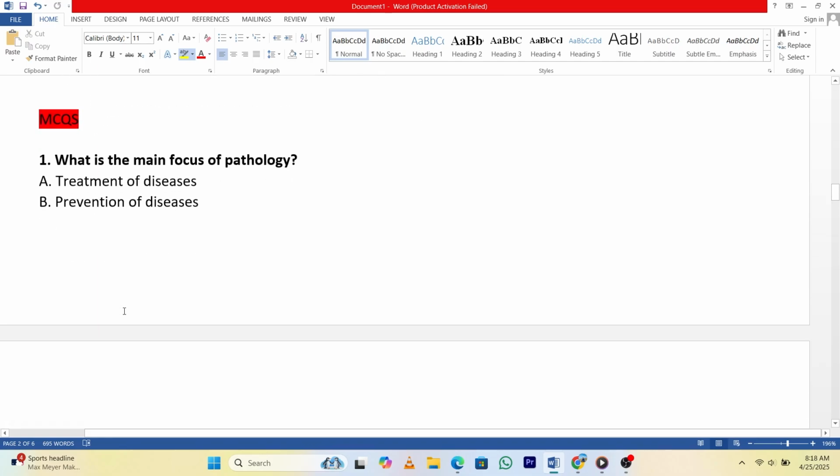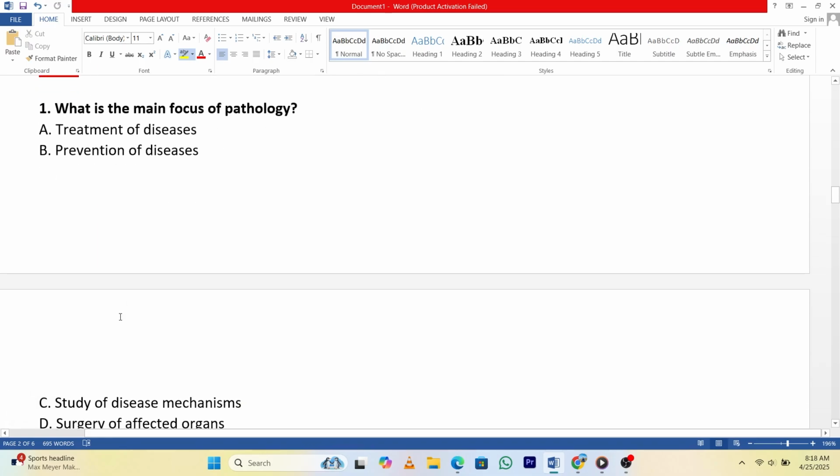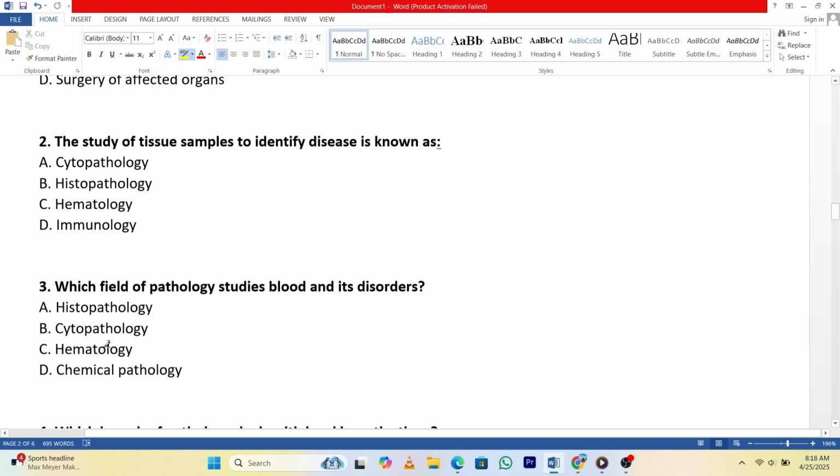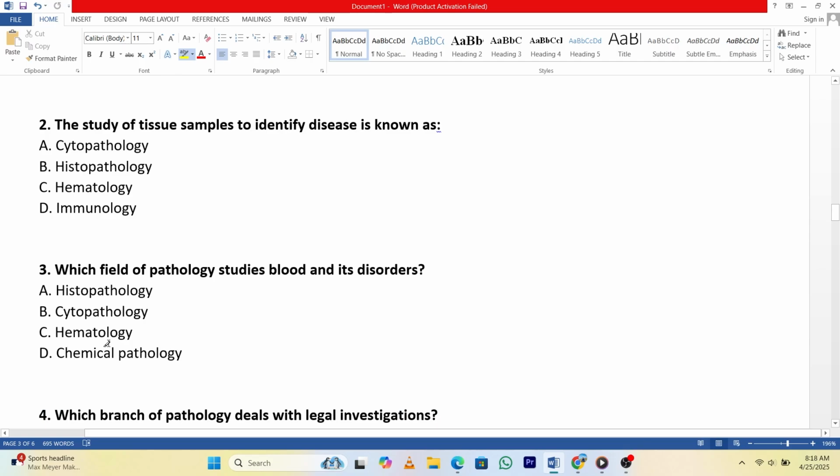MCQs. 1. What is the main focus of pathology? A. Treatment of diseases. B. Prevention of diseases. C. Study of disease mechanisms. D. Surgery of affected organs. Answer: C. 2. The study of tissue samples to identify disease is known as A. Cytopathology. B. Histopathology. C. Hematology. D. Immunology. Answer: B.